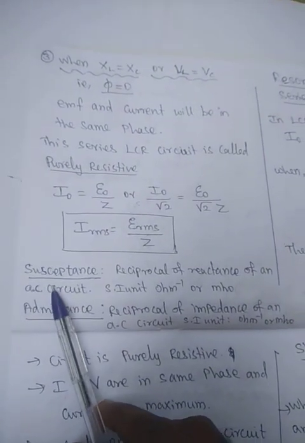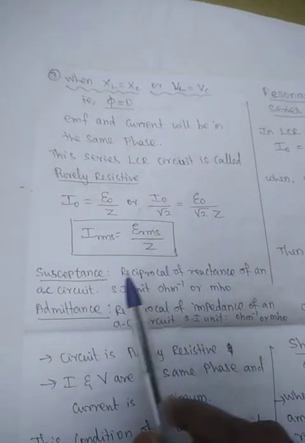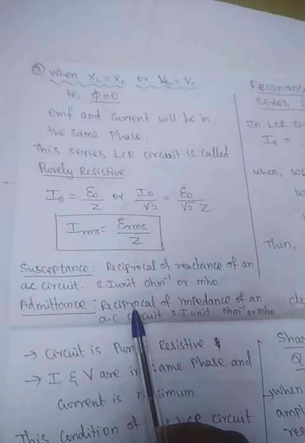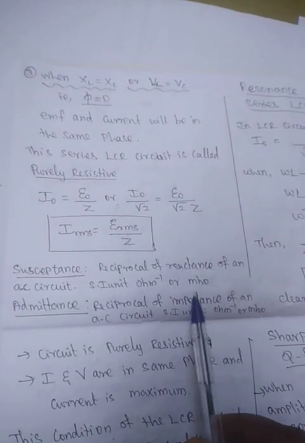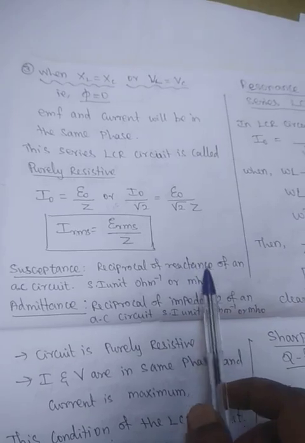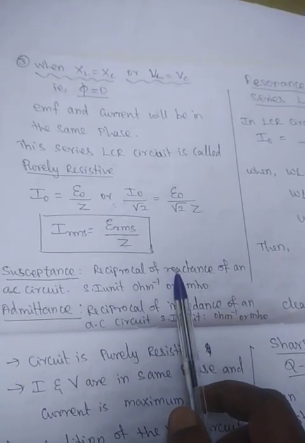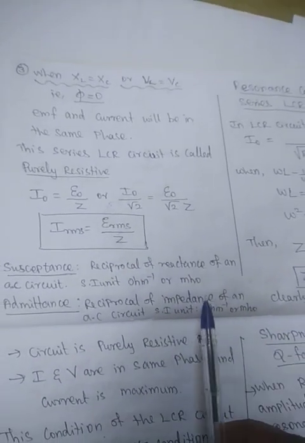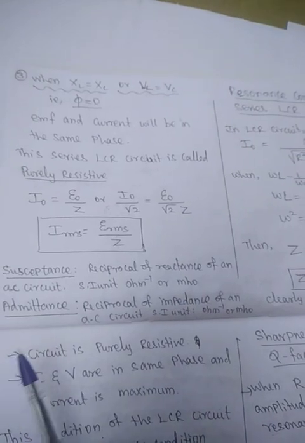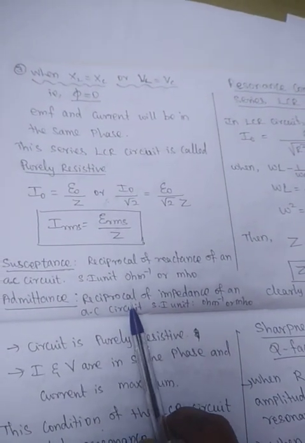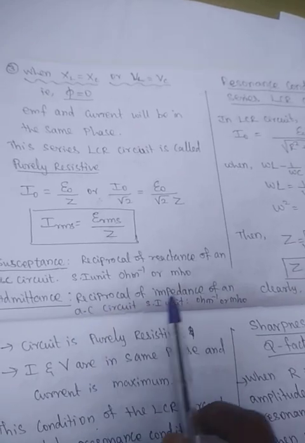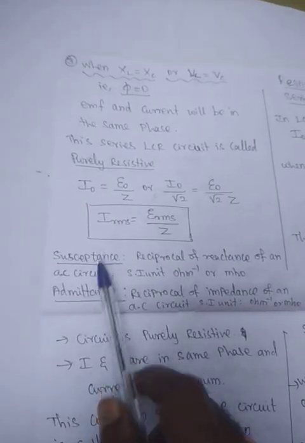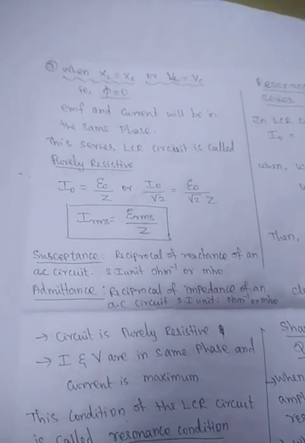Susceptance means the reciprocal of the reactance of an AC circuit. Admittance means the reciprocal of the impedance. Listen here, impedance and reactance have the same physical meaning, but there is a difference. Reactance is the resistance of either the capacitor or the inductor, but impedance is the resistance when the resistor, inductor and capacitor are all connected in series, that is, the effective resistance. We just give different names for the reciprocals of these two things.